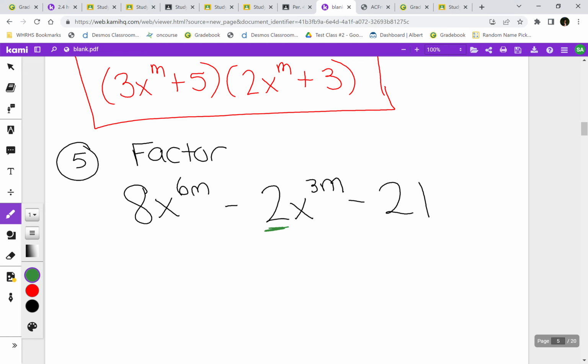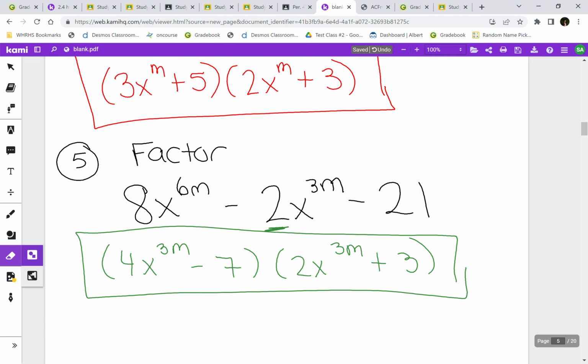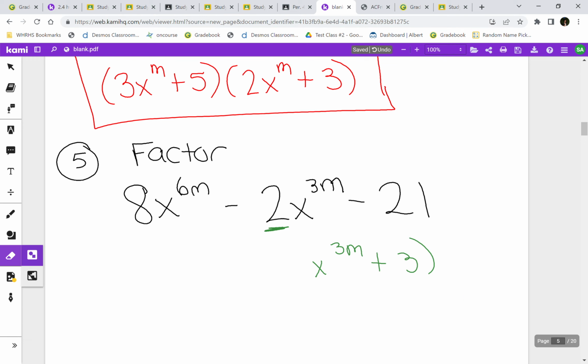All right, who has an answer for me? Simon? 4x to the 3m minus 7 times 2x to the 3m plus 3. This is absolutely perfect. Who needs to see me do this? Let's do it. Earmuffs or guess and check or something different?